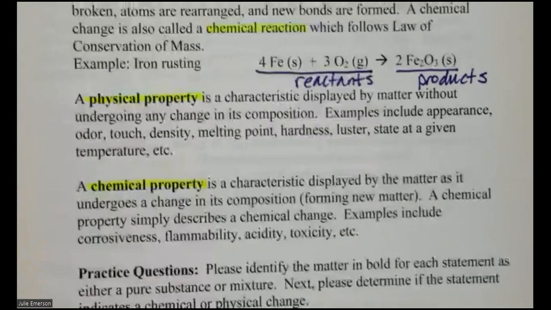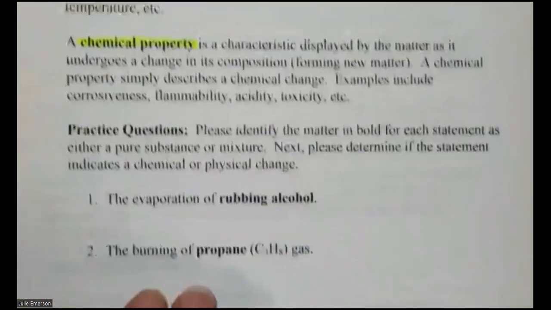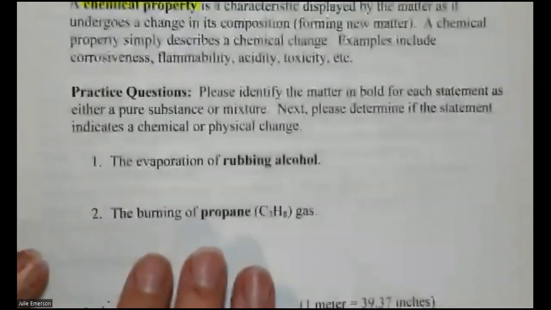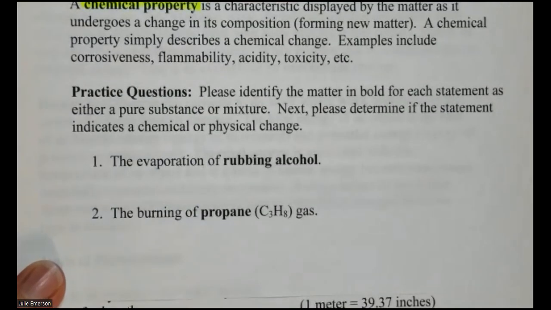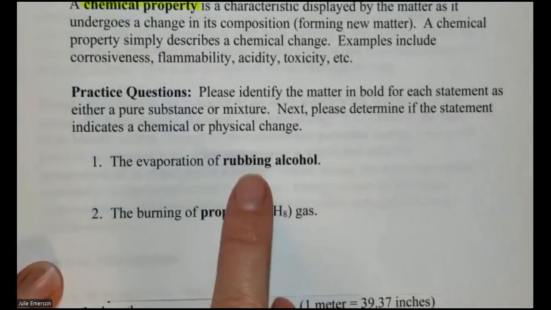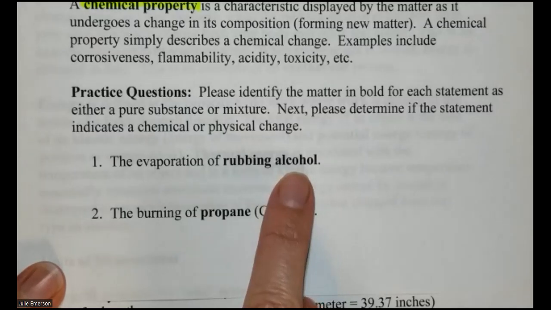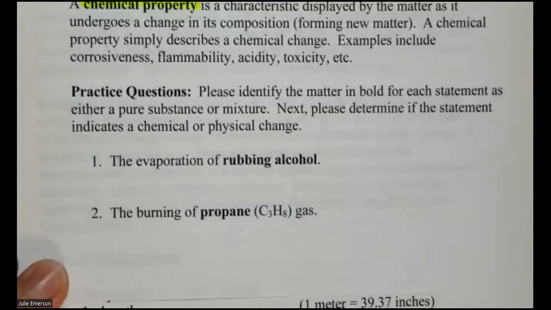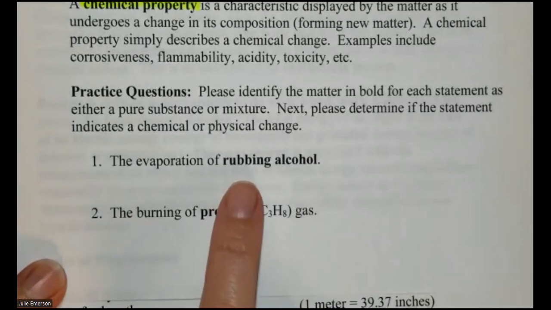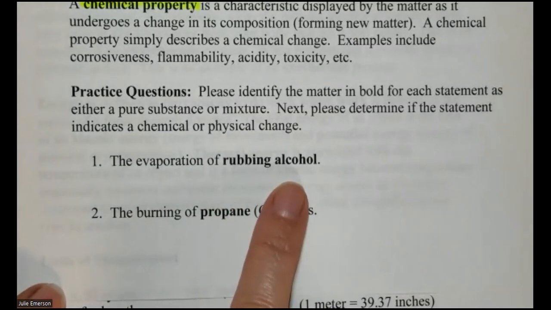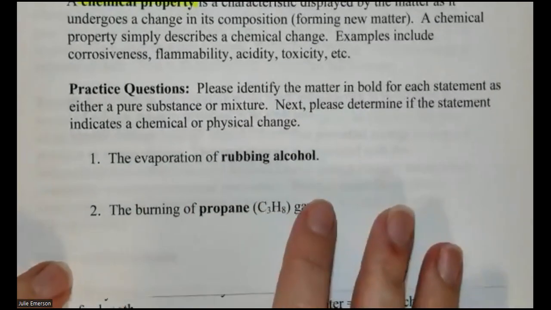So we're going to do a couple of examples here to review what we've talked about so far. All right, so we've got some sentences. We want to figure out if we've got first a pure substance or a mixture, and then we're going to decide if it's a physical change or a chemical change. So in bold, is this a pure substance or a mixture? So, evaporation of rubbing alcohol.